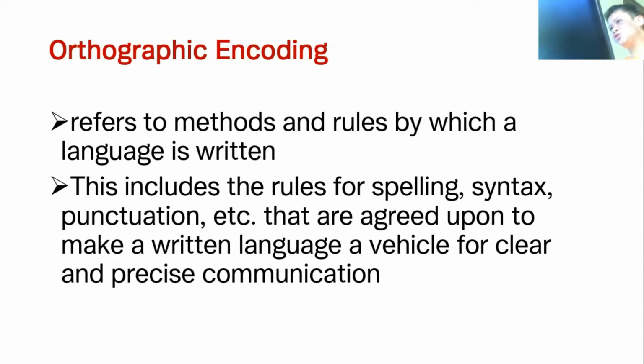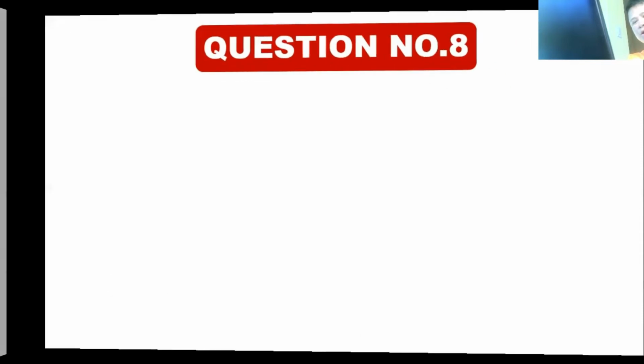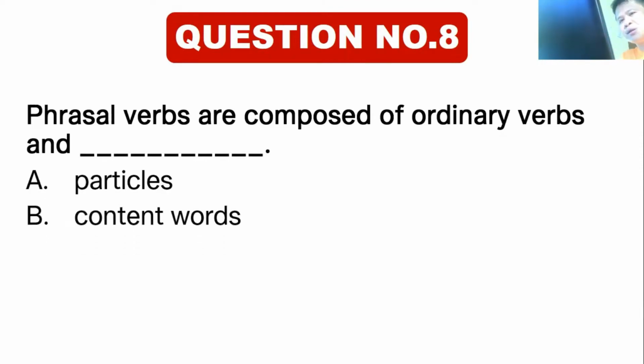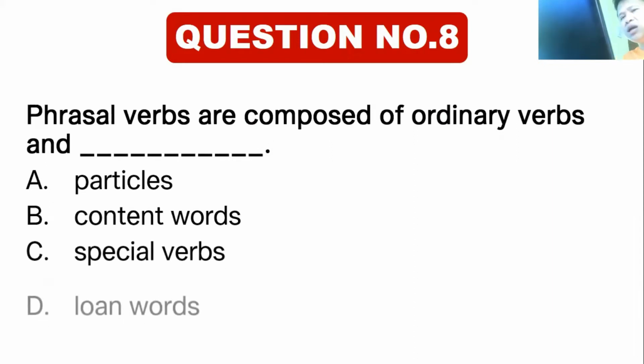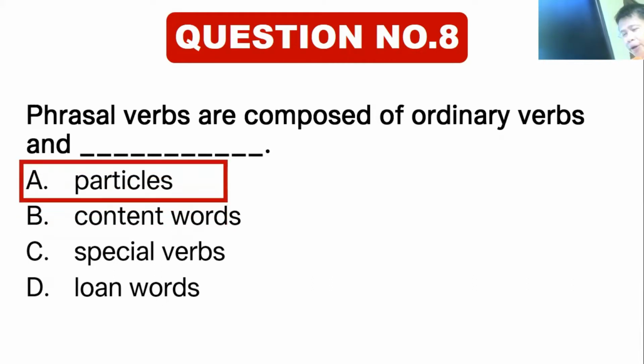Orthography is a set of conventions for writing a language, including norms of spelling, hyphenation, capitalization, word breaks, etc. Next, number 8. Phrasal verbs are composed of ordinary verbs and A, particles, B, content words, C, special verbs, D, loan words. The correct answer is particles.